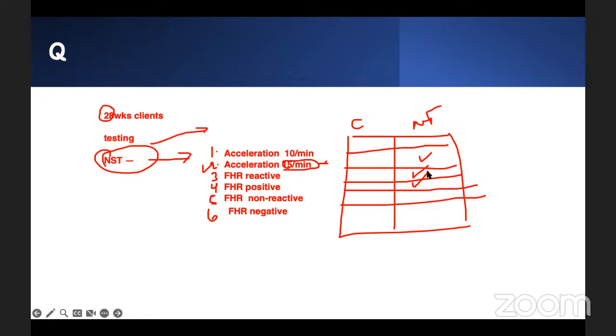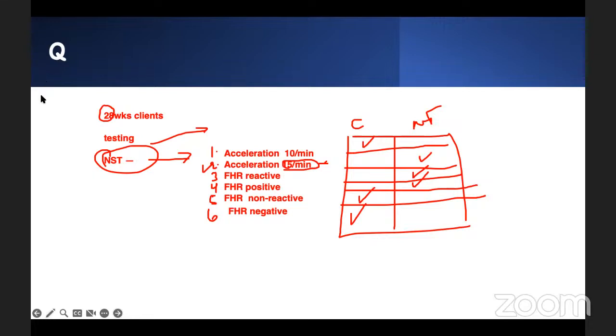You get a clue now. You have a fetal heart rate, non-reactive, it's concerning. Fetal heart rate negative, it's concerning. Fetal heart rate 10 per minute, it's concerning. This is the definition of non-stress test. Okay, do something about this. Otherwise, we have a problem.